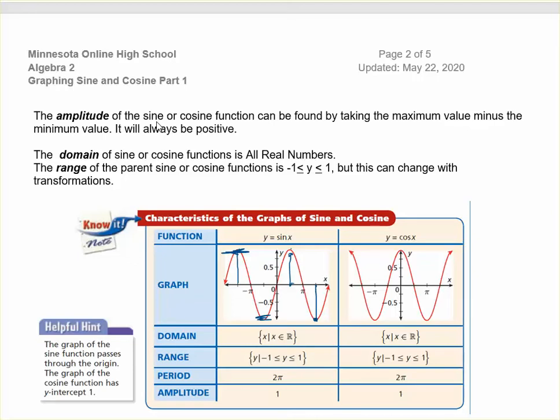And then what else do we need to know? The domain and range we talked about. We talked about the period already. I think we got all of those.